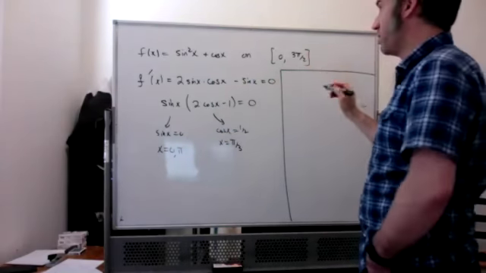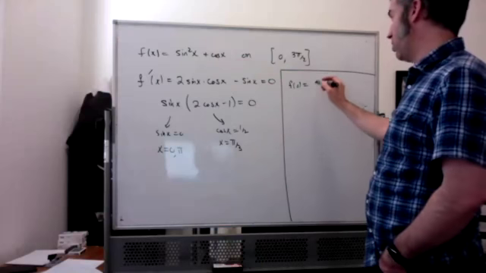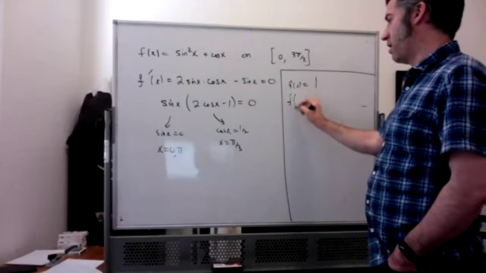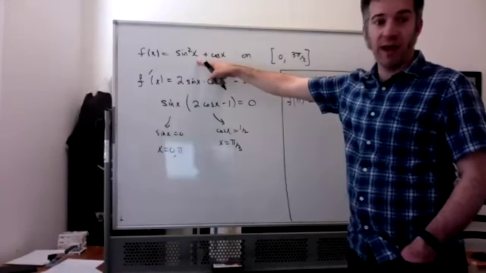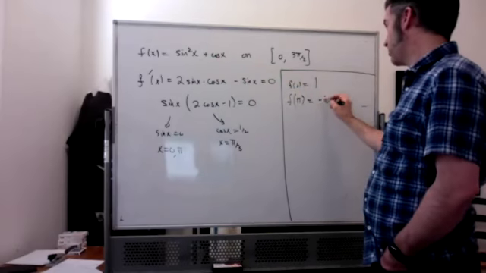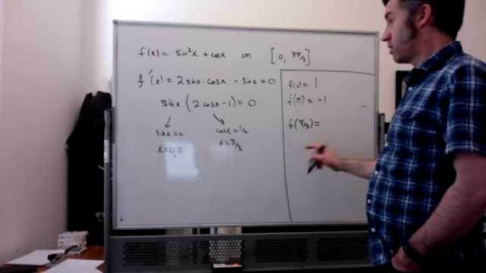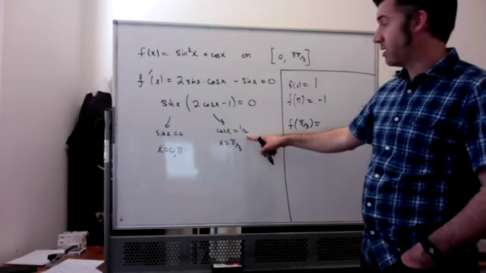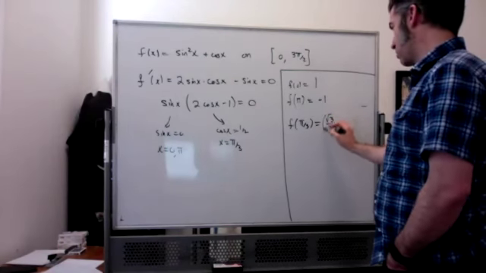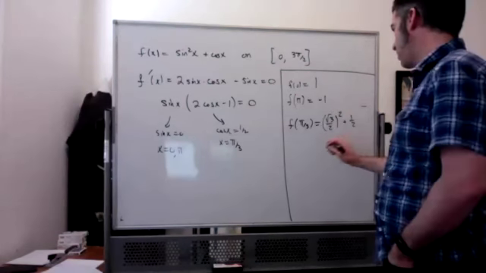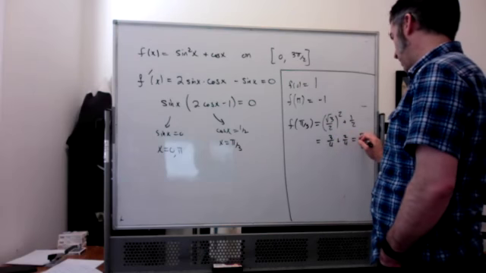So f of 0: sine of 0 is 0, cosine of 0 is 1. f of pi: sine of pi is 0, cosine of pi is negative 1. Pi over 3: cosine of pi over 3 is clearly 1/2. Sine of pi over 3 is the other value, root 3 over 2. That's going to be root 3 over 2 squared plus 1/2, which is 3 over 4 plus 1/2, which is 2 over 4. It's going to be 5 over 4.